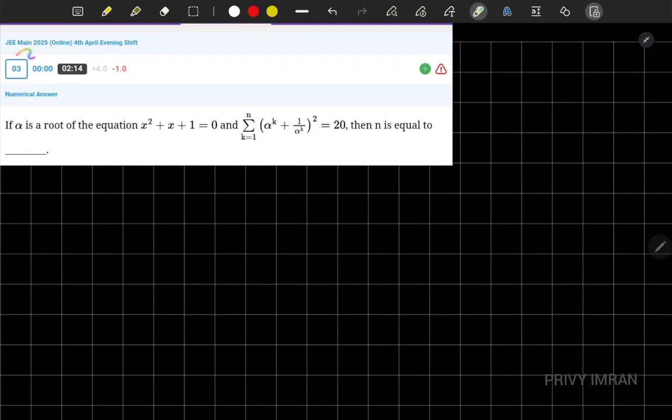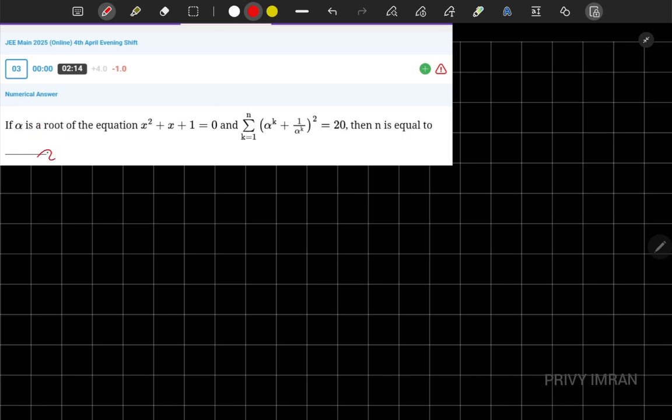In this video, we are going to discuss a question which was given in JEE Mains 2025. The question is: if alpha is the root of the equation x square plus x plus 1 equal to 0, and sigma of (alpha power k plus 1 by alpha power k) whole square value equal to 20, then what is the value of n?